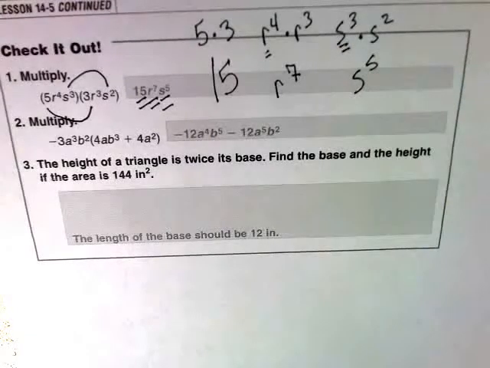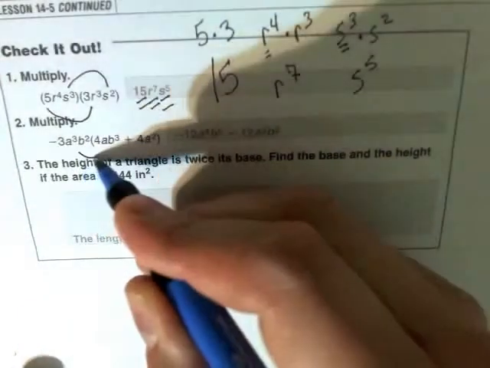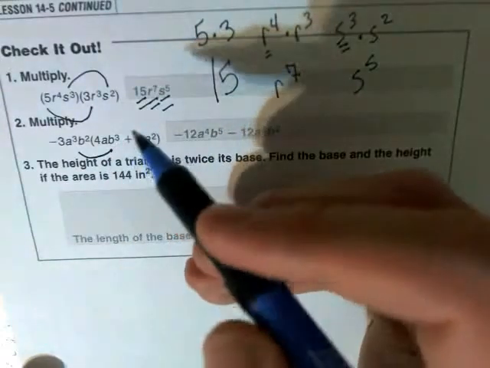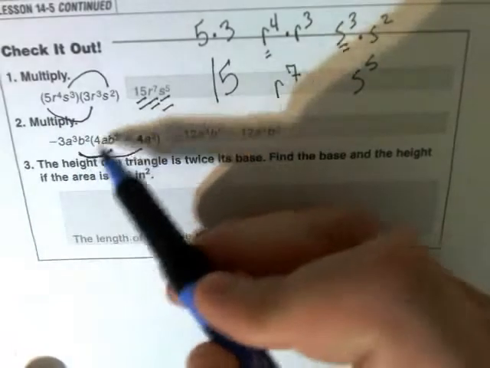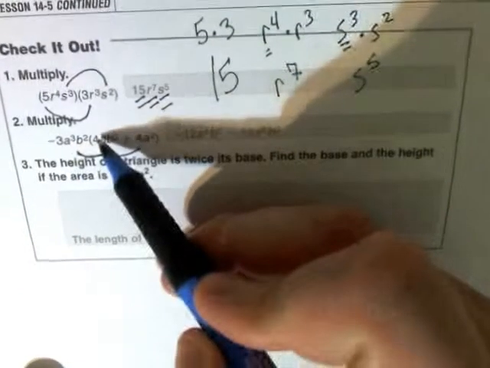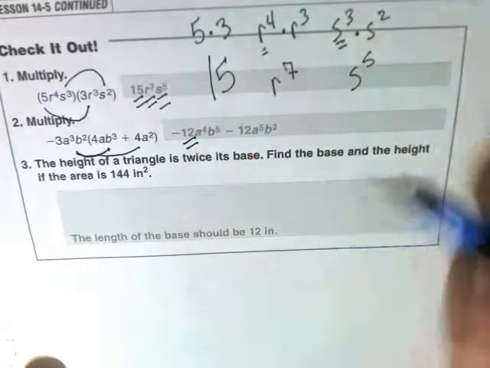Now number 2 is a repeat of the distributive property. We've got negative 3a cubed b squared being multiplied by 4ab cubed added to 4a squared. So you're going to take this negative 3a cubed b squared and multiply it through to 4ab cubed and 4a squared. On the first part here, negative 3 times 4 is going to give me negative 12, which is what you can see right there.